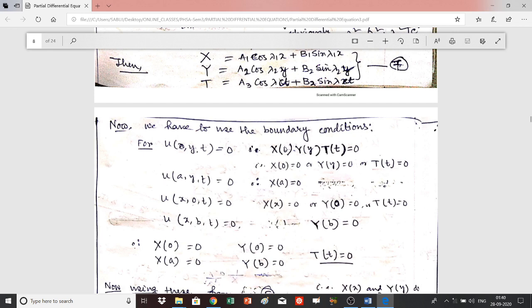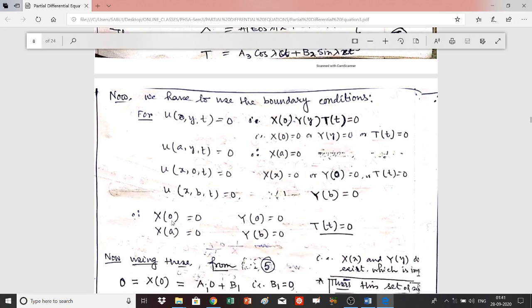If we use here xx then yb then tt is equal to 0, since we have already seen that xx and tt both are 0, so yb is equal to 0. So essentially we get from here that x0 is equal to 0, x is equal to 0, yb is equal to 0, y0 is equal to 0, and tt is equal to 0. So all these terms are 0.